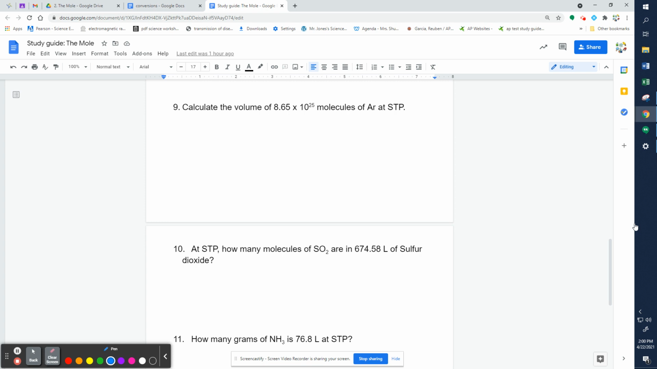For number 9, we calculate the volume of 8.65 times 10 to the 25th molecules of argon at standard temperature and pressure. Our known is whatever number we're given, 8.65 times 10 to the 25th, and that's molecules of argon. I don't know why I wrote that G, but it's staying there. Unknown, how many liters of argon. Okay, so let's take our known and put it over 1.